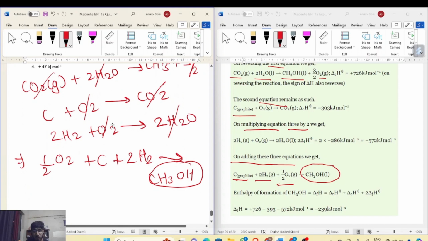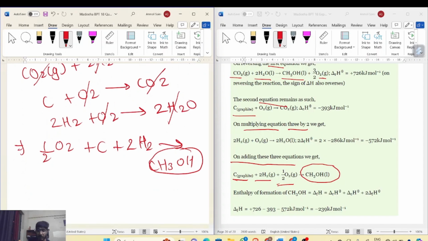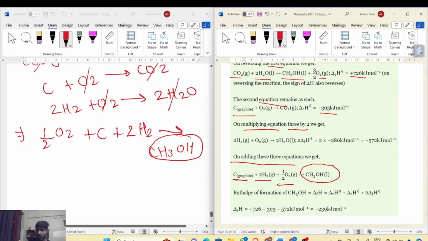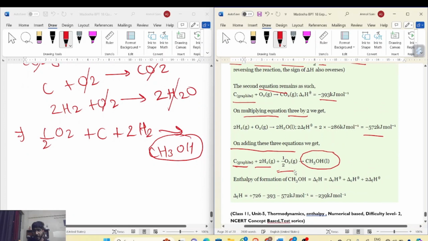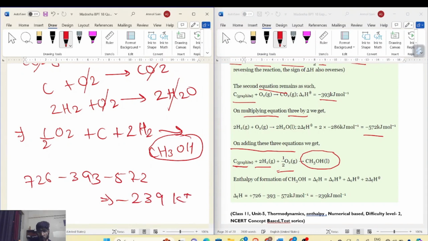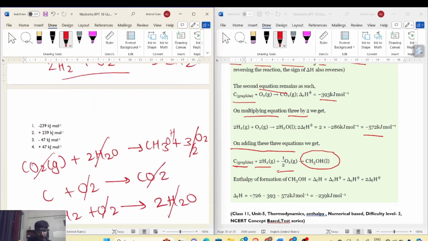Now we just have to add or subtract the enthalpies. The enthalpy for the first reaction is plus 726. The enthalpy for the second reaction is minus 393, and the enthalpy for the third reaction is minus 572. So 726 minus 393 minus 572 gives minus 239 kilojoule per mole as our answer. So the correct answer will be option number 1. That's it for this session. Thank you so much.